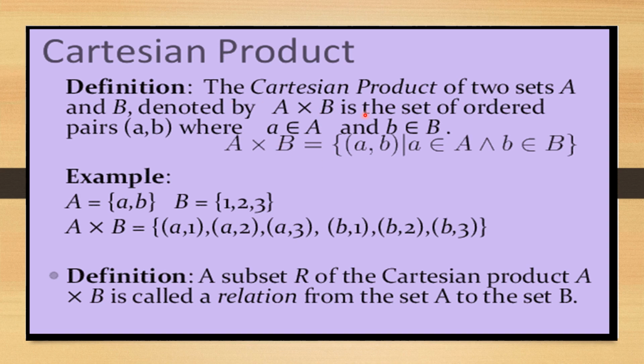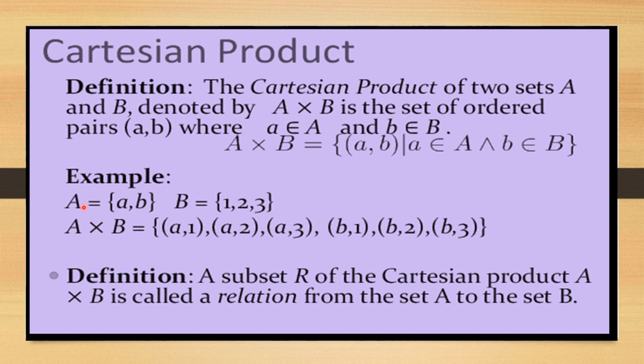The Cartesian product of two sets A and B, denoted by A cross B, is the set of ordered pairs (a, b), where a belongs to the first set A and b belongs to the second set B. That means if the ordered pair is (a, b), the first element comes from the first set and the second element comes from the second set. So A cross B is the set of all ordered pairs (a, b), where the first element a belongs to A and the second element b belongs to B.